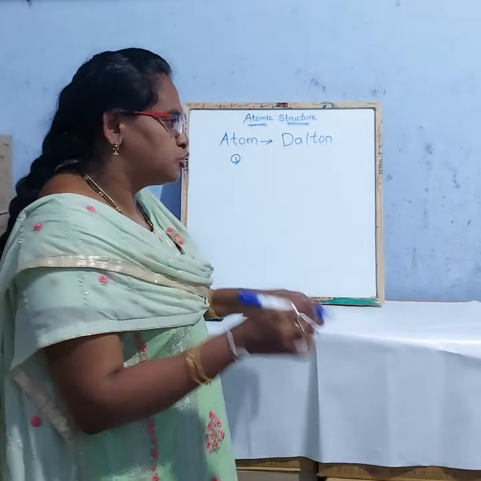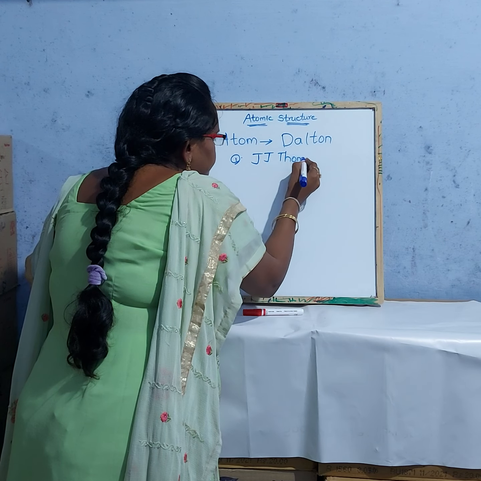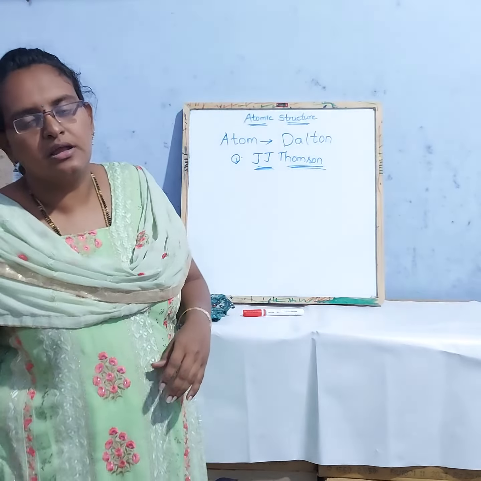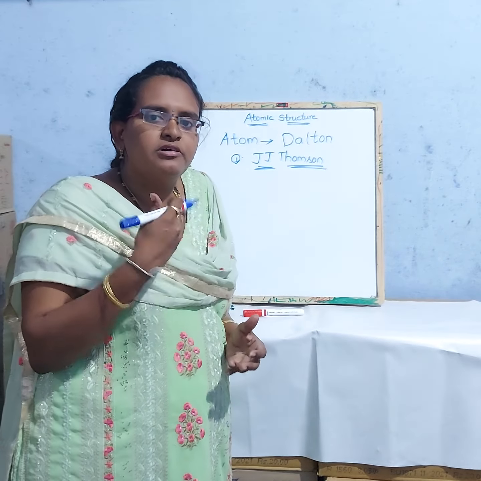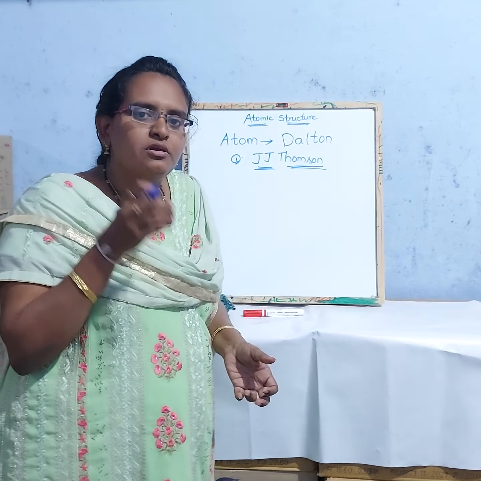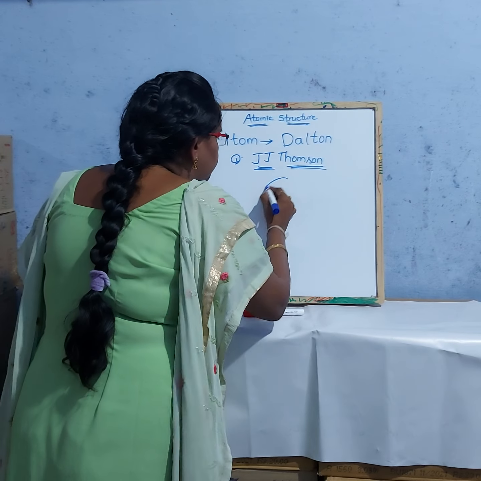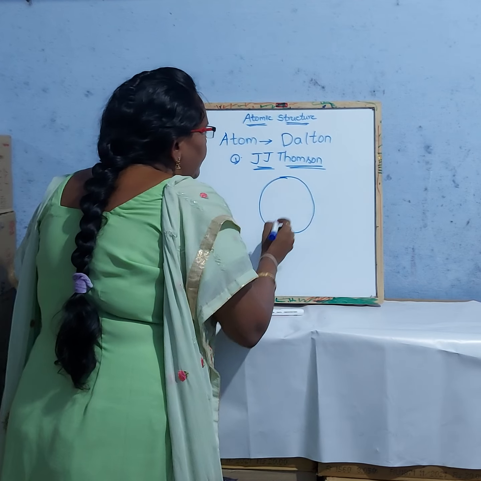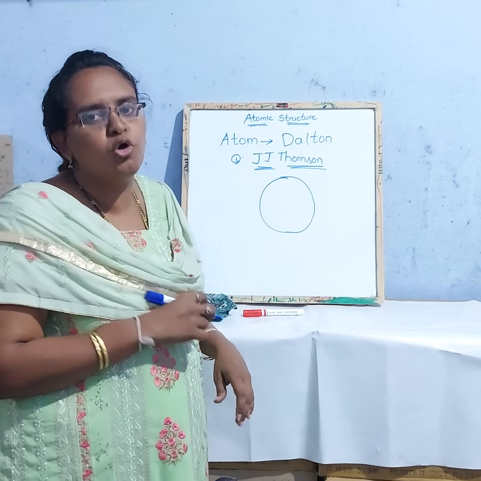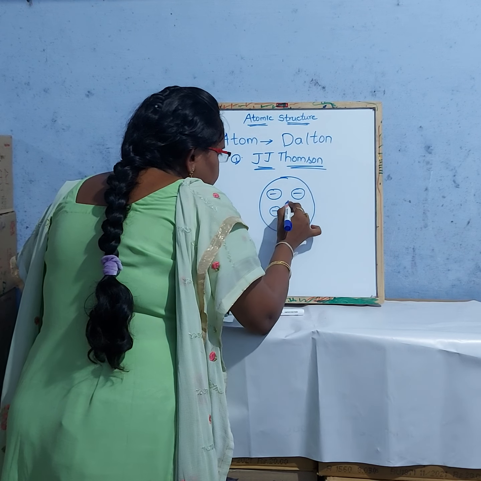But one of his students, the scientist J.J. Thomson, later on proposed a theory that atoms can be further divided into subparticles, that is protons and electrons. He is the one who brought the electron concept, and he said that the atom is spherical in shape and the positive charge is all over the atom and the negative charge is embedded in the positive charge.